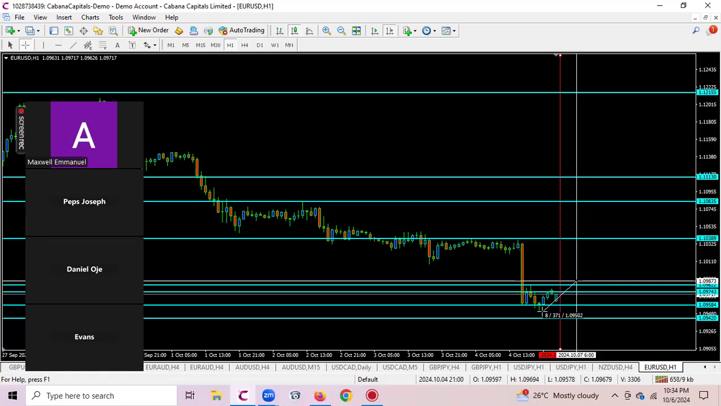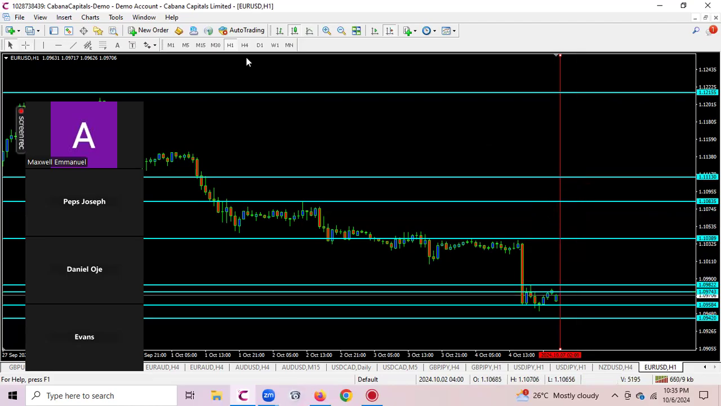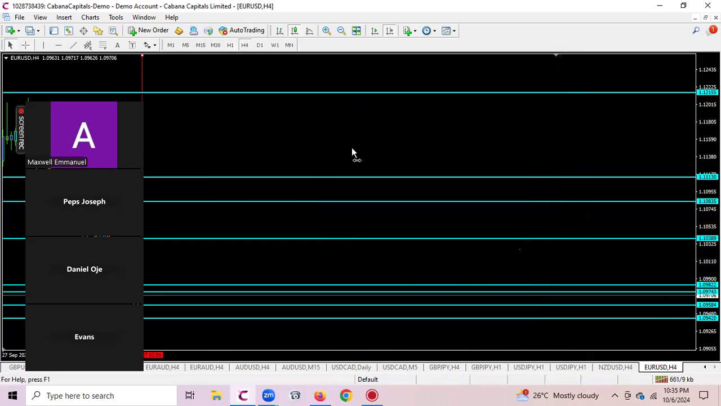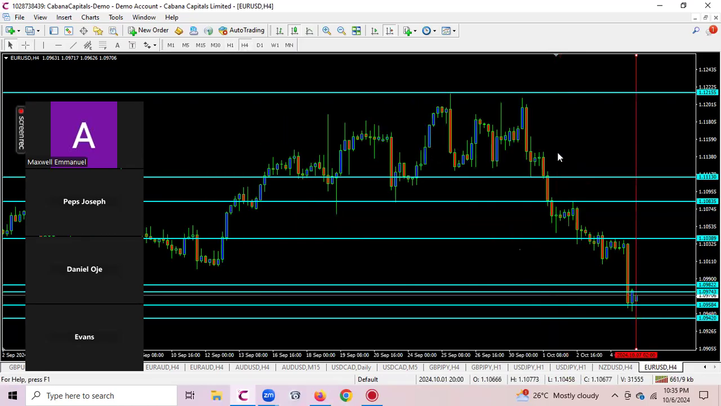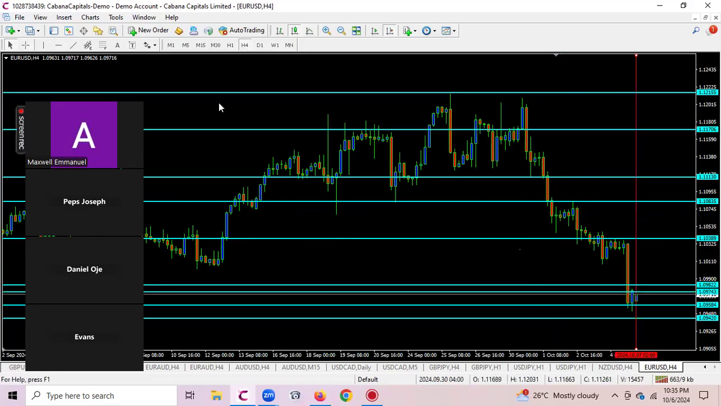So that's my take on Euro USD. I'm looking for a buy. I want price to pull back to a premium area before I would go bearish on Euro USD. So you can see on 1 hour, this is the 4-hour time frame. We still have a fair value gap here. You can see a fair value gap was created here. We had a fair value gap here, as you can see.